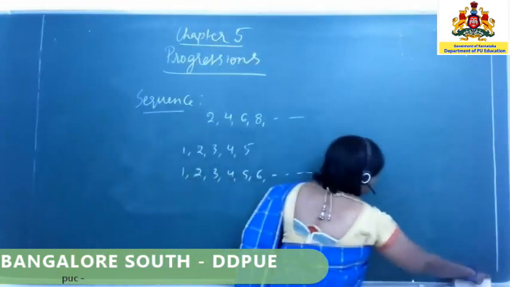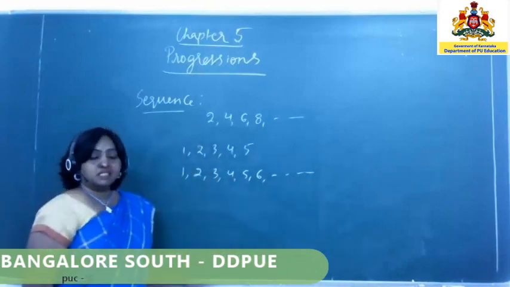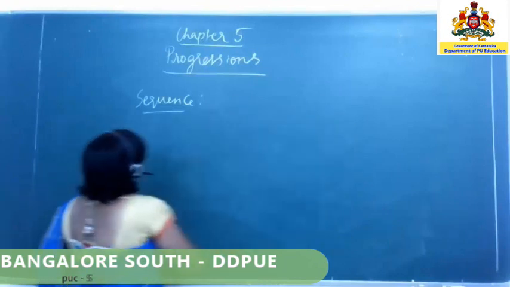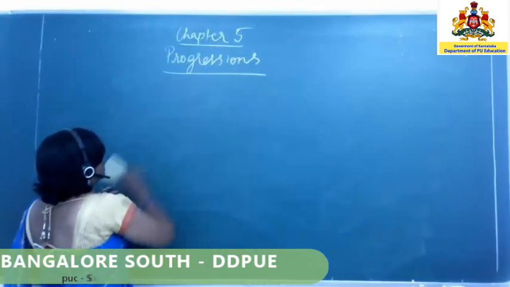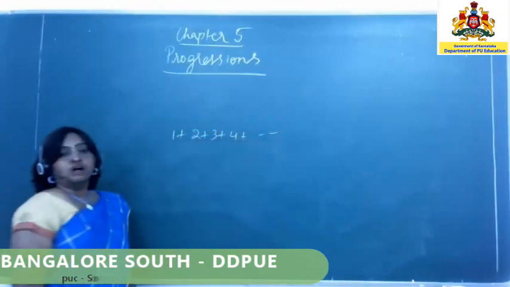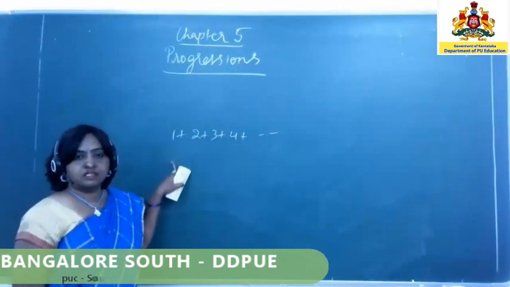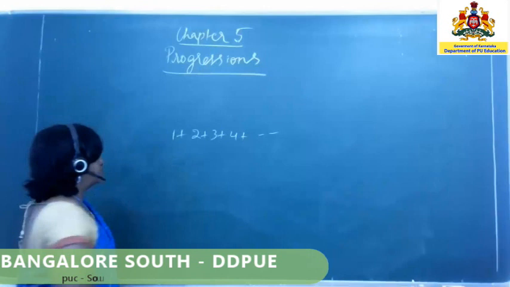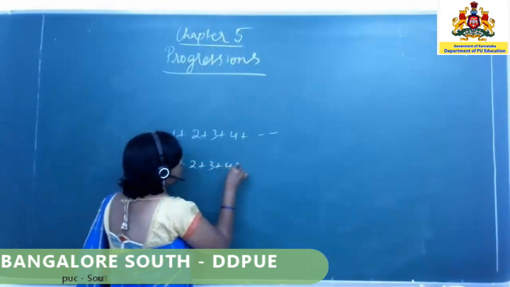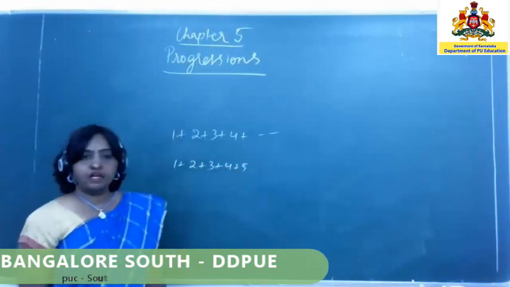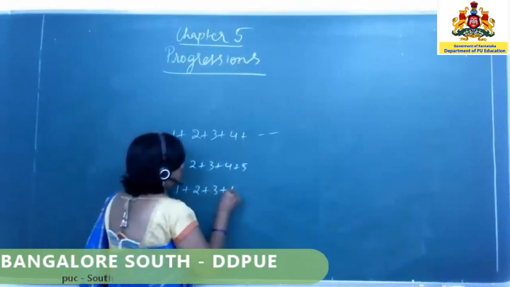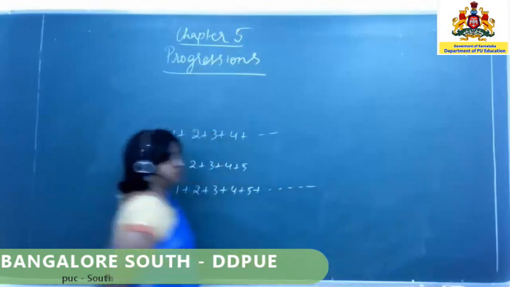Next we have series. The sum of the terms of a sequence is known as a series. Example: 1 plus 2 plus 3 plus 4, and so on. If the series has a finite number of terms, it is known as a finite series. Example: 1 plus 2 plus 3 plus 4 plus 5. If it has an infinite number of terms, it is an infinite series. Example: 1 plus 2 plus 3 plus 4 plus 5, continuing.